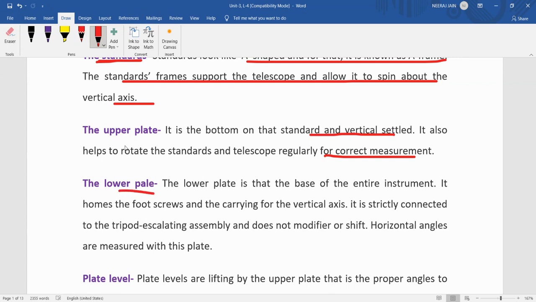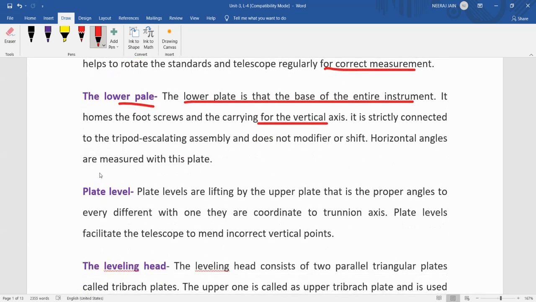Lower plate, basically, is the base of the entire instrument. It houses the foot screws and the bearing for the vertical axis. It is firmly connected to the tripod. Plate levels are fixed on the upper plate at right angles to each other, and they are coordinated with the vertical axis. Plate levels help the telescope to correct an incorrect vertical point.